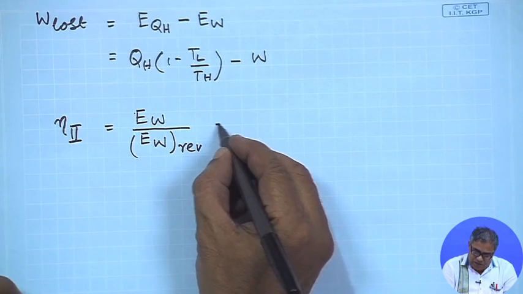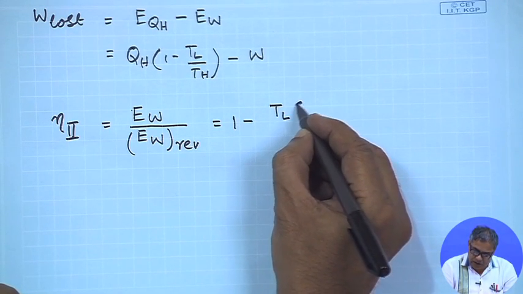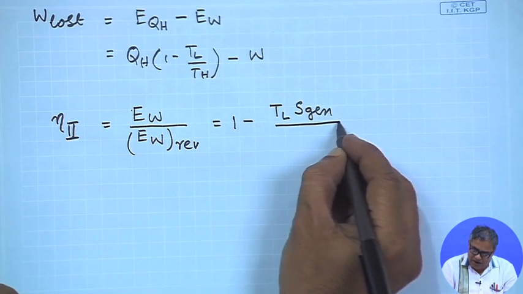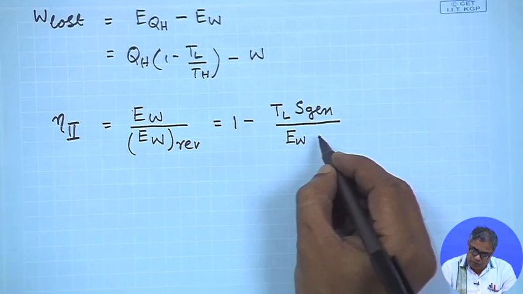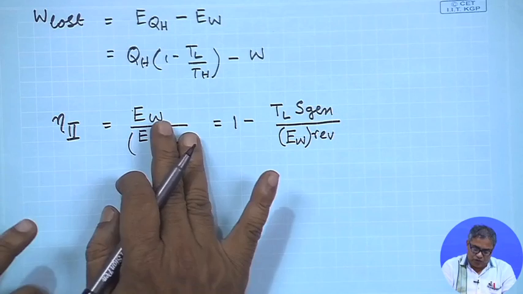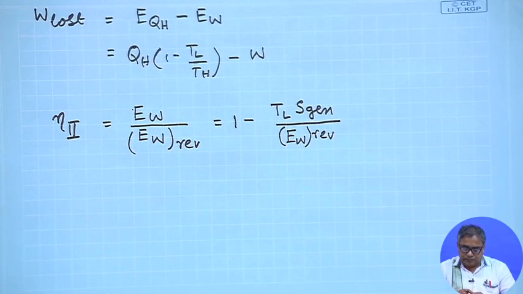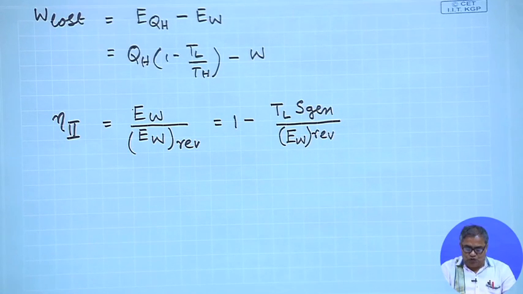This can be written in another form also with some algebraic manipulation. This is 1 minus TL into S gen divided by EW reversible, assuming TL is the lowest temperature available. You have to appreciate one thing: EW, what we have written in the numerator, is nothing but EW reversible minus the irreversibility, that is TL into S gen. So, that is how we have got this. Either of these two formulae we can use and determine the second law efficiency.